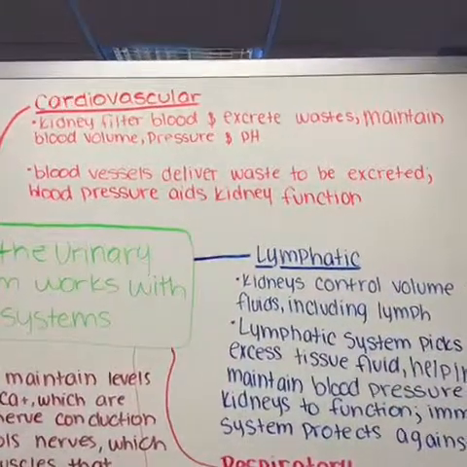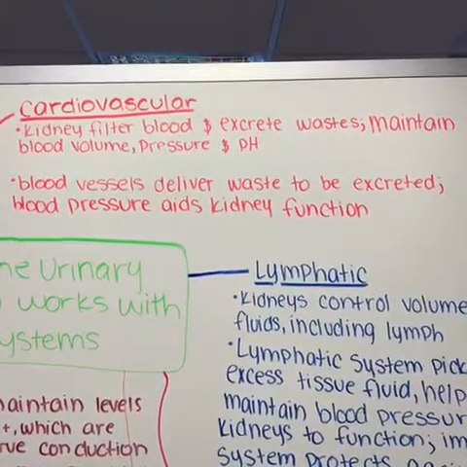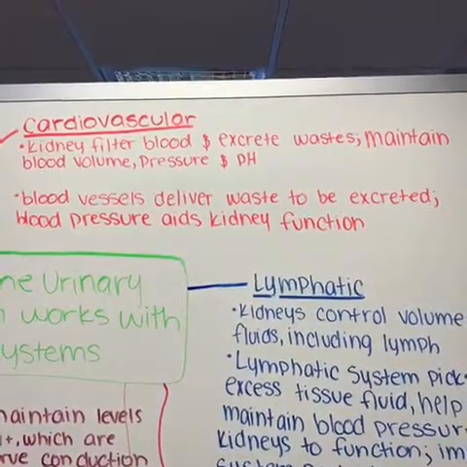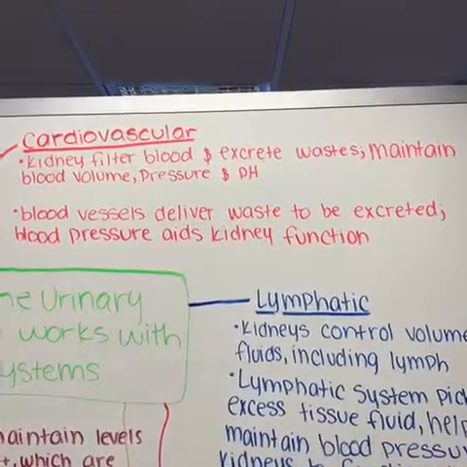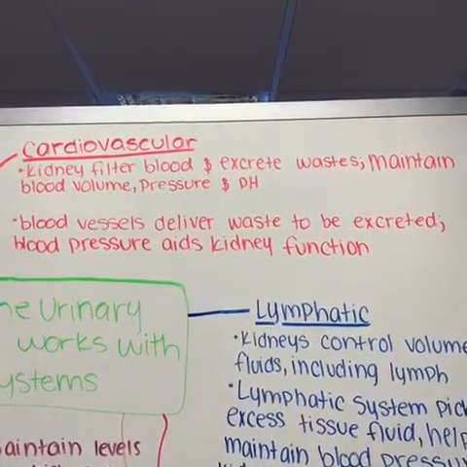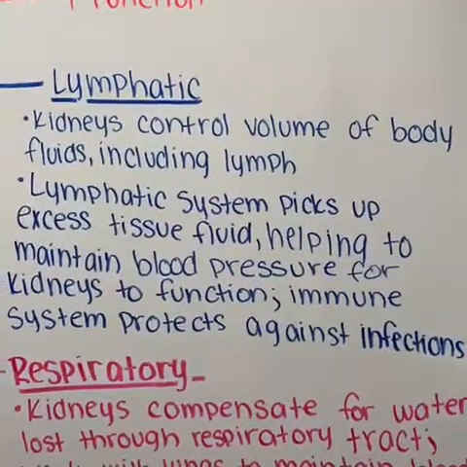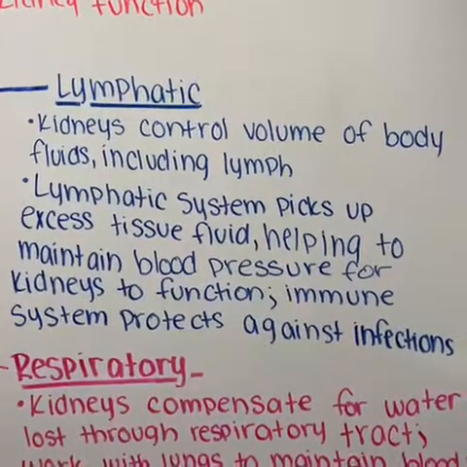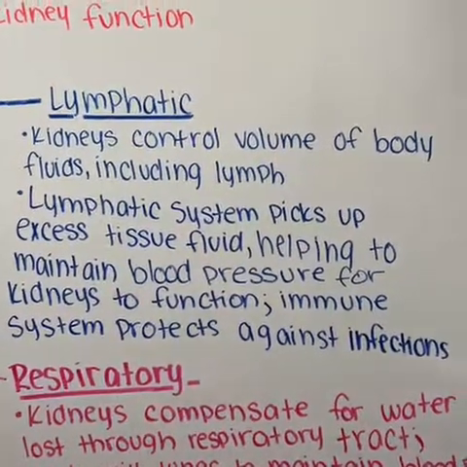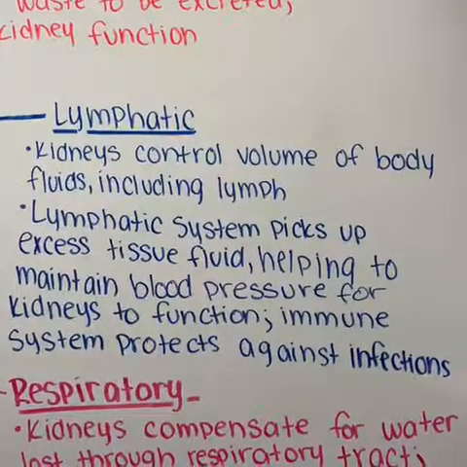The cardiovascular system. Kidneys filter blood and excrete waste, maintaining blood volume, blood pressure, and pH. Blood vessels deliver waste to be excreted, and blood pressure aids kidney function. The lymphatic system. Kidneys control volume of the body fluids, including lymph. Lymphatic system picks up excess tissue fluid, helping to maintain blood pressure for kidneys to function. Immune system protects against infections.